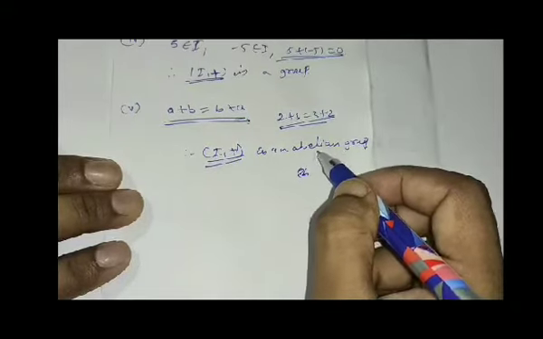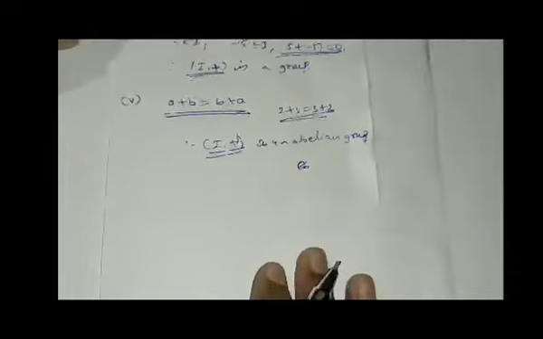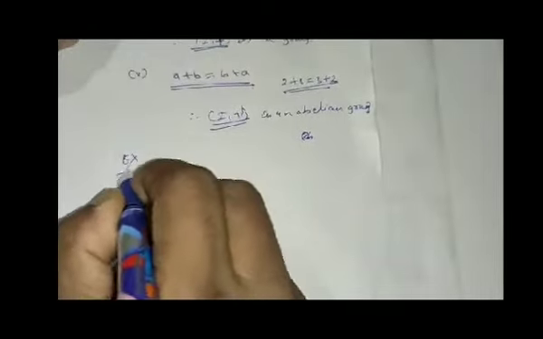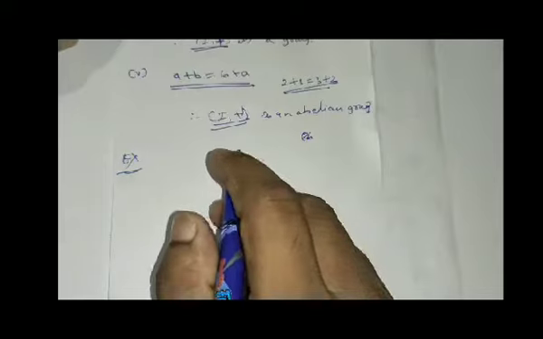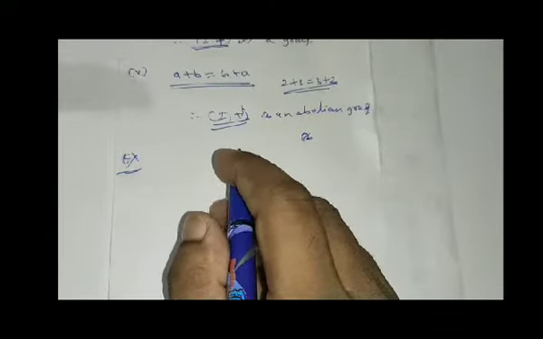So student, this is the first example. Now we discuss one example. Remember these things: the set of integers is a group, the set of integers is an abelian group.